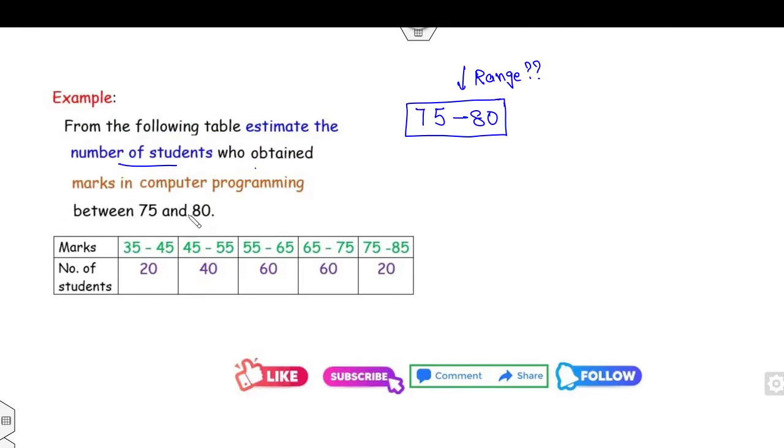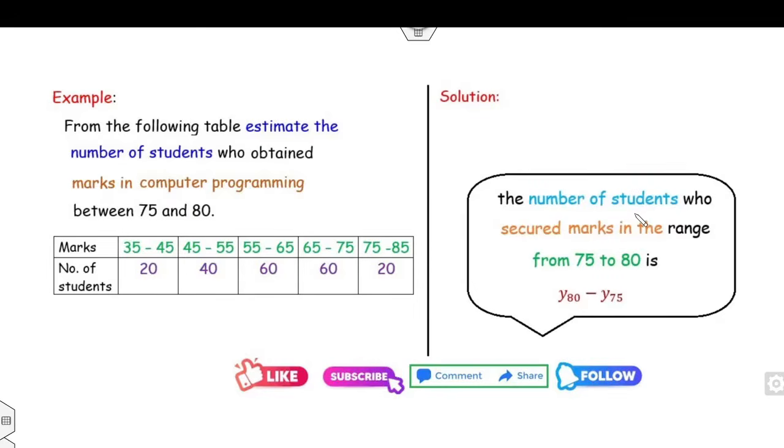Fine, as per the statement, how can you find that? Again, very simple. Before writing the difference table, what is the meaning of this statement? If I say what is the number of students who lie between 75 to 80, so if I find the number of students whose marks are less than 80, and if I find the number of students whose marks are less than 75, and if I subtract them, what will happen? If you subtract them, what is the meaning of that?